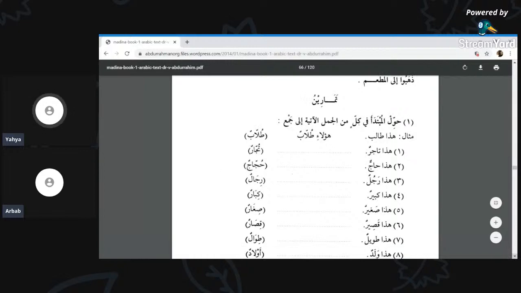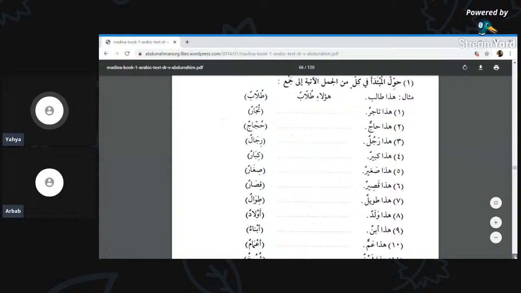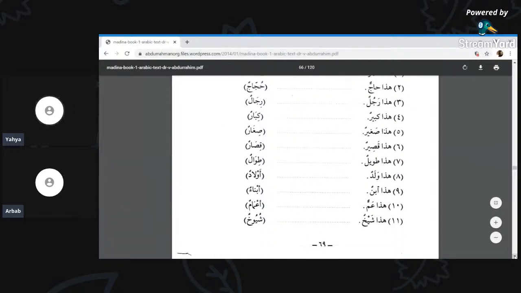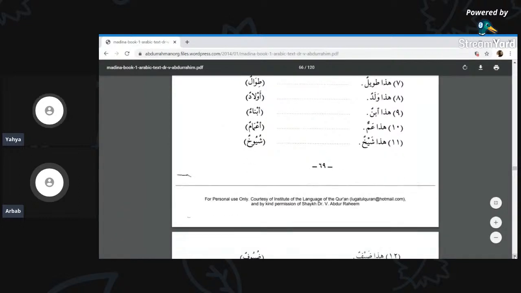So you've got hada talibun. You need to make it plural. So you say ha'ula'i tullabun. So you've got tullabun, tujjarun, hujjajun, rijalun. These are all the plural forms. You need to make sure this is locked down. This is something you need to have locked down before you start.